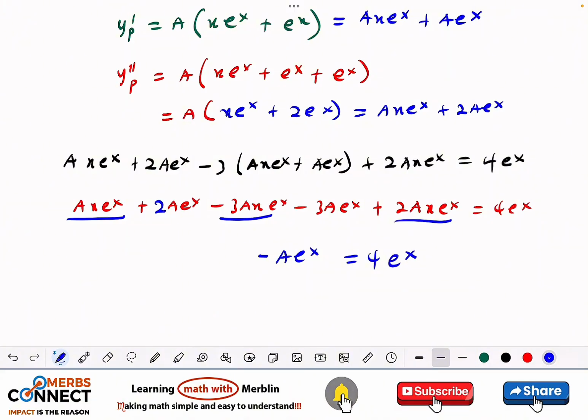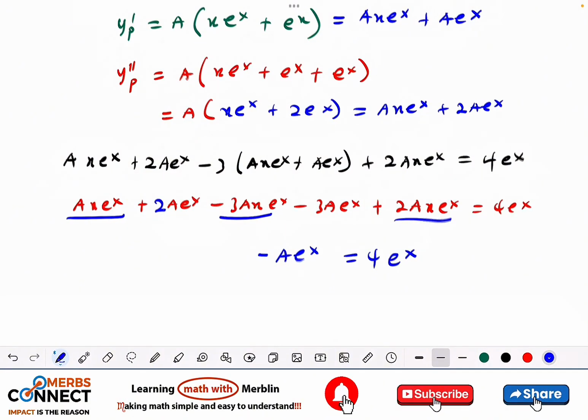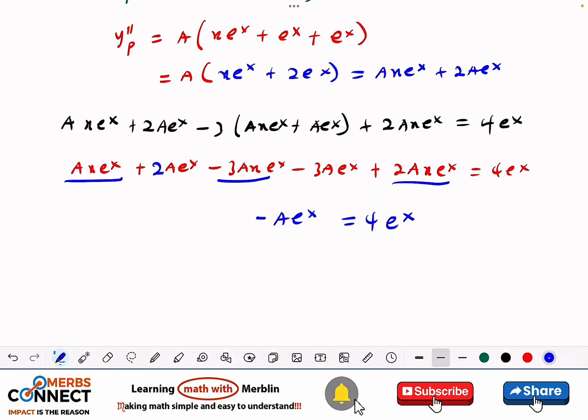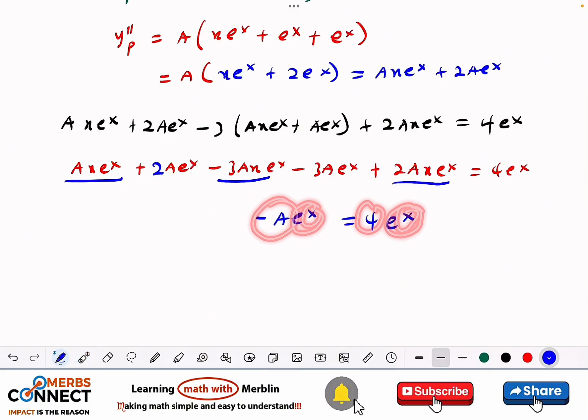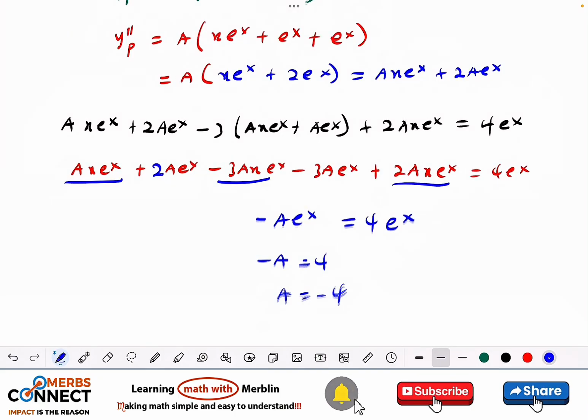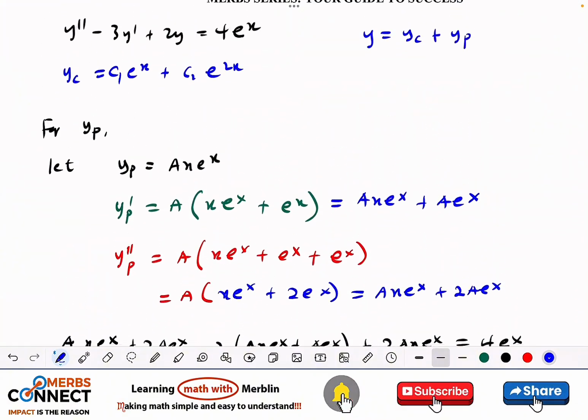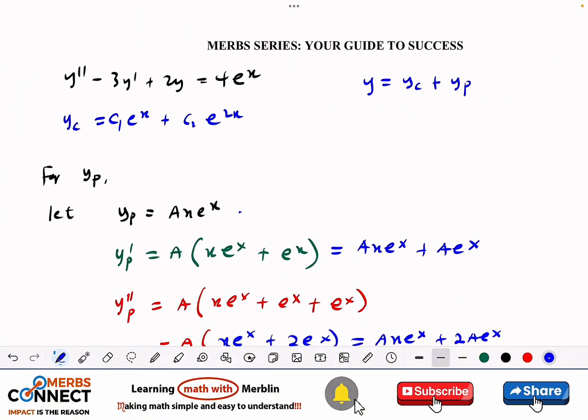So now what should be our a? The coefficient of this one, the coefficient of this one. So the coefficient of this one is 4, the coefficient of this one is minus a. So minus a is equal to 4, and a will be equal to minus 4. So that is what we are going to get from here. So now that we've gotten a to be minus 4, it means that our particular solution will be minus 4x e to the power x.